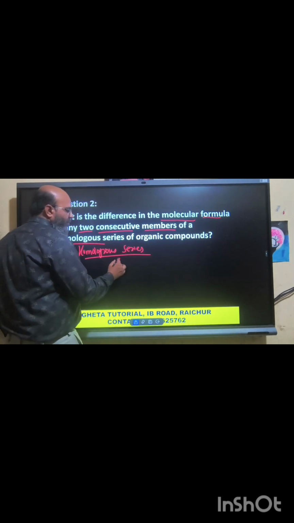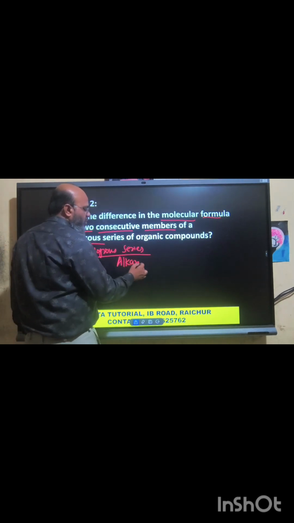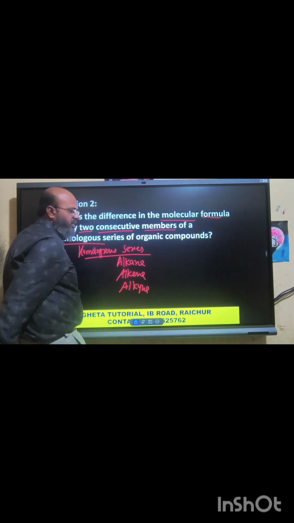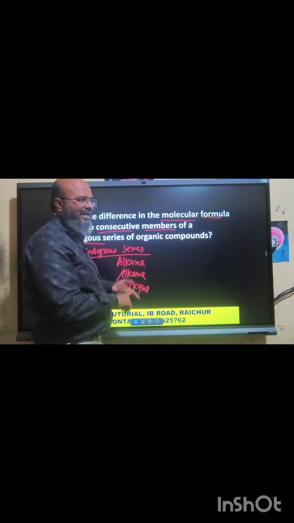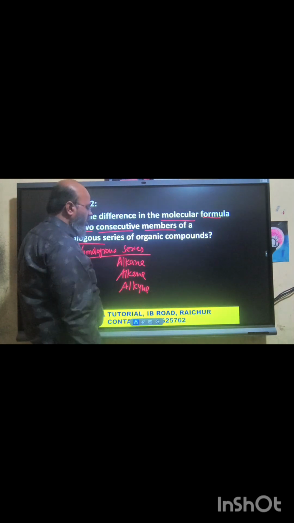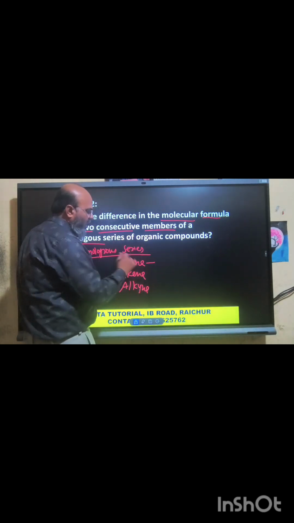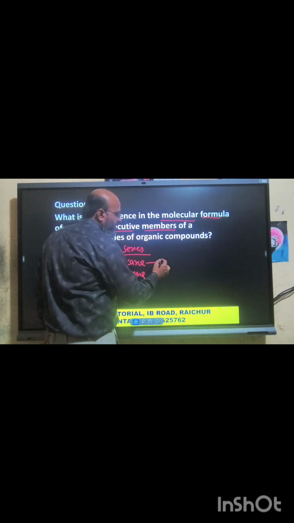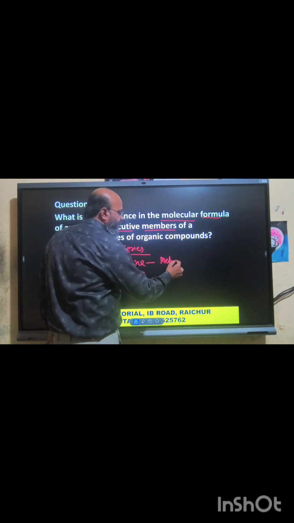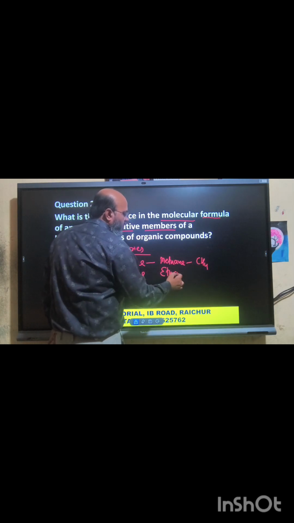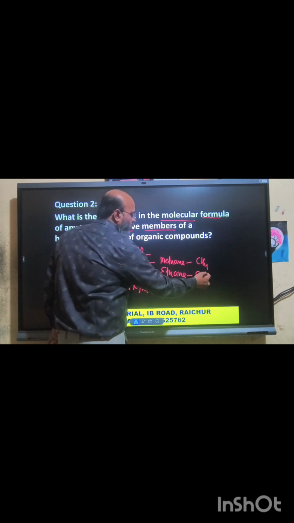The first one we have is alkane. Alkane is the first homologous series. We have alkene. Next we have alkyne. Similarly, the functional groups I just discussed, alcohol and aldehyde, also come under homologous series. So I will write some members of the alkane. The first member of the alkane is methane. The formula, you know, is CH4. The second member of the alkane is ethane, C2H6.